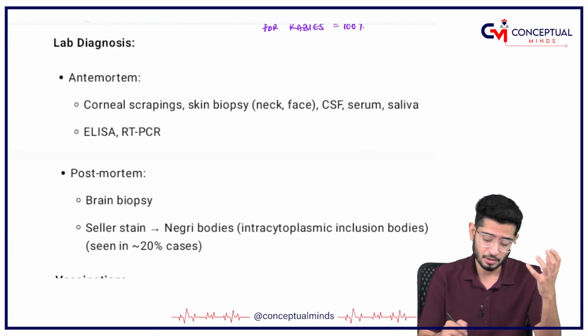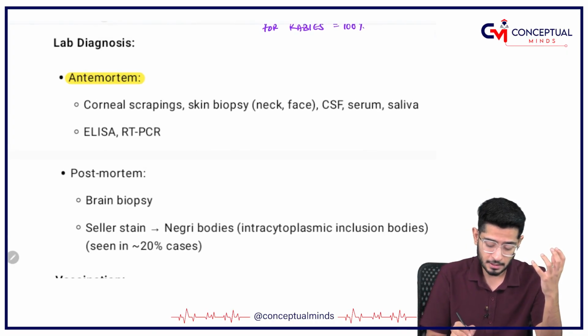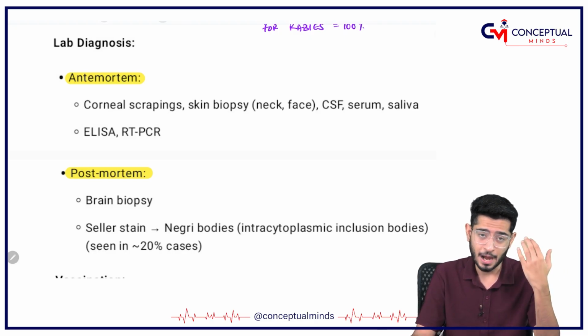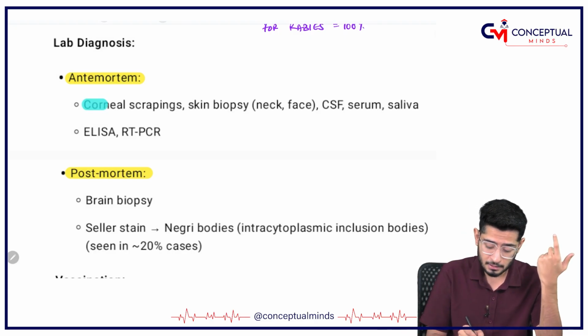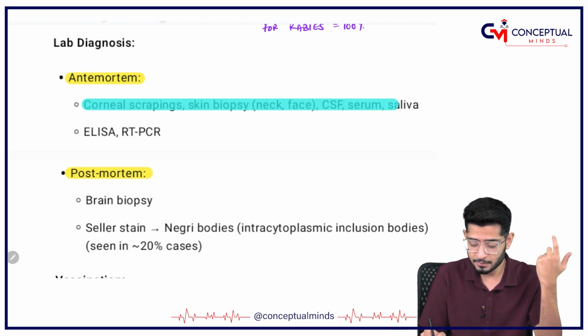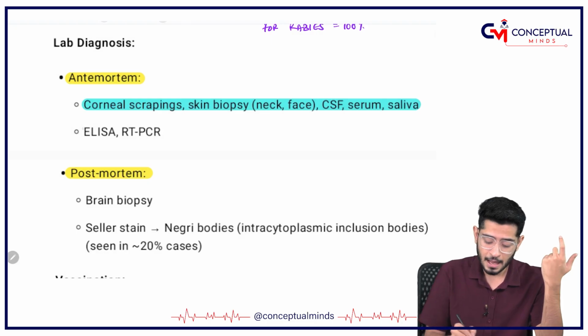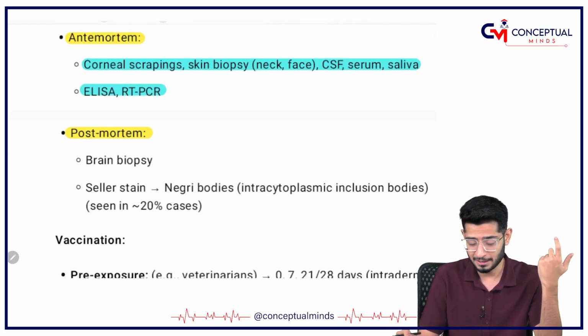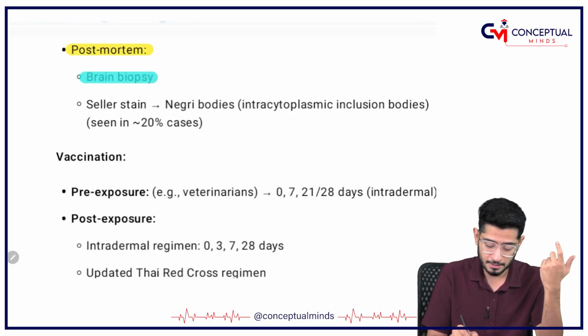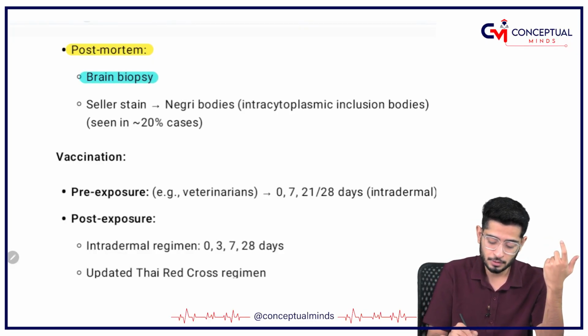So how to diagnose? Ante-mortemly and post-mortemly, because deaths are very likely to occur. Ante-mortemly, you can take the corneal scraping, skin biopsy, CSF sample, serum and even saliva, and run it for ELISA and PCR. Whereas on post-mortem, you can take the brain biopsy and then you will do a stain.